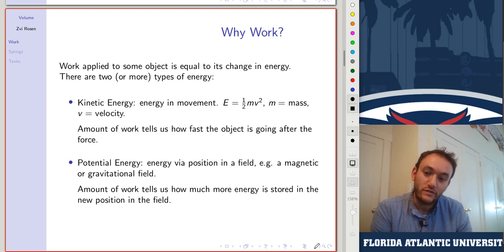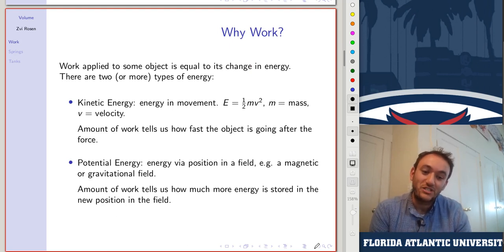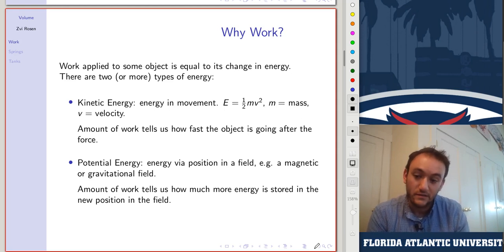So why do we care about force times distance? Well, when you measure the work applied to some object, it is equal to its change in energy. And there are two, depending on the context, types of energy. First is kinetic energy, so that's energy being expressed through movement. And that quantity is equal to 1/2 times mv squared, where m is the mass and v is the velocity. And the amount of work tells us how fast the object is going to be going after the application of the force.